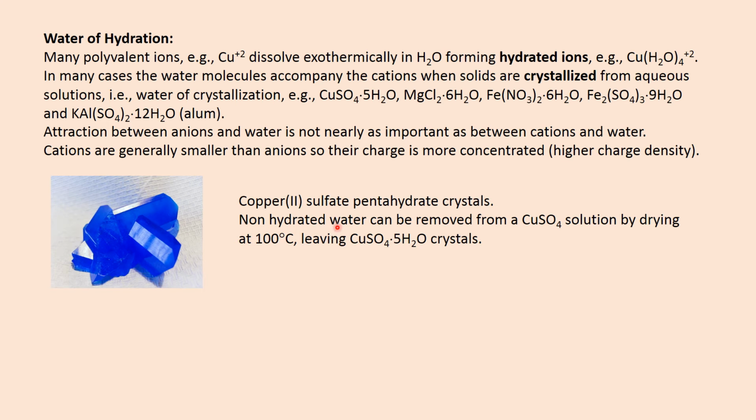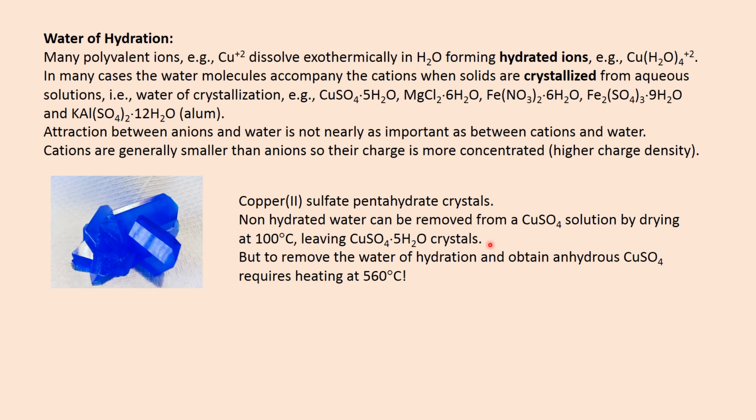The non-hydrated water can be removed from a solution of copper-2 sulfate or any polyvalent ion for that matter by drying at 100 degrees C, leaving copper-2 sulfate pentahydrate crystals. If you want to remove the water of hydration and obtain anhydrous copper-2 sulfate, one would have to heat to 560 degrees Celsius, which indicates that these hydrated water molecules are held quite strongly.